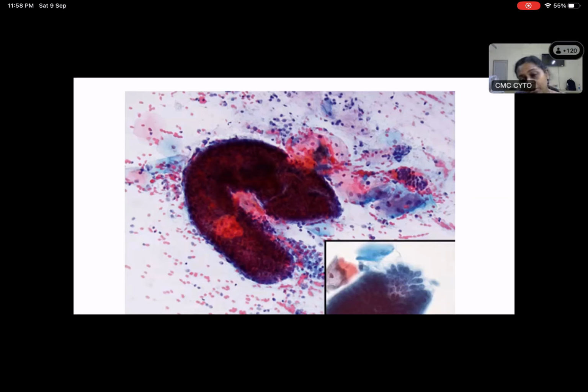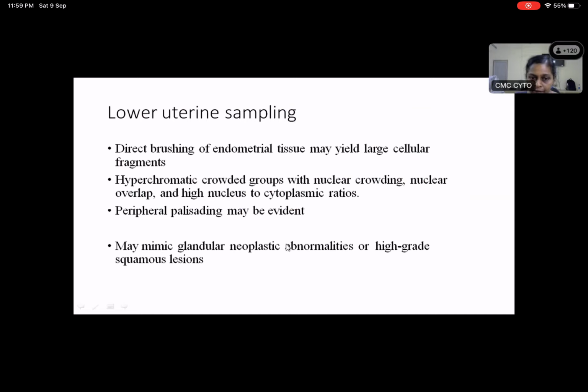Sometimes you can make out chromatin patterns, sometimes you really can't because they're really, really hyperchromatic. So it is a very close differential for neoplastic lesions also. But this is something that you need to be aware of in a cervical smear, that is lower uterine segment sampling. This happens when there is direct brushing of endometrial tissue or when the lower uterine segment has been reached during sampling for pap smear.